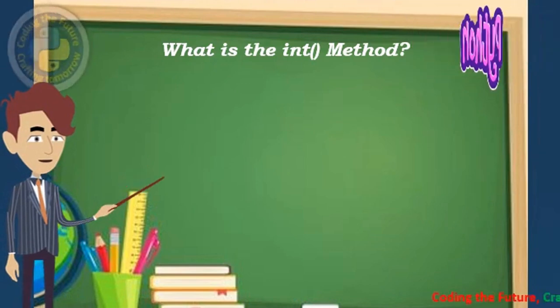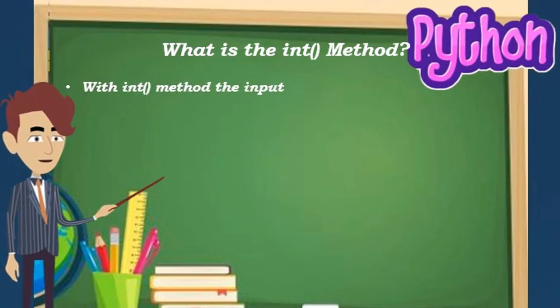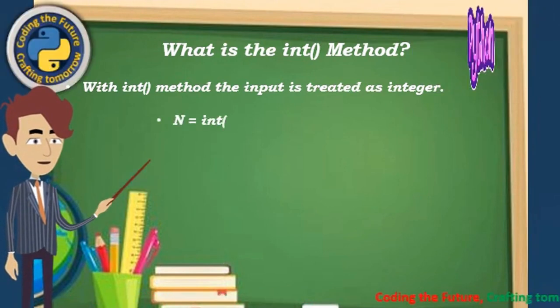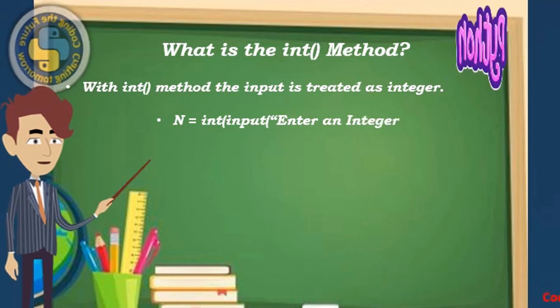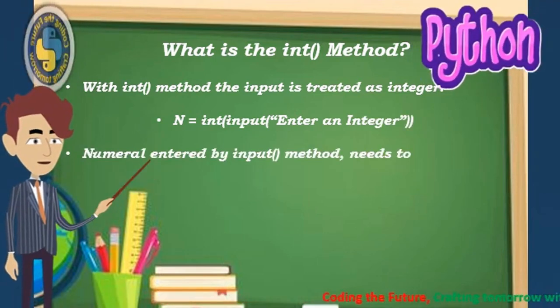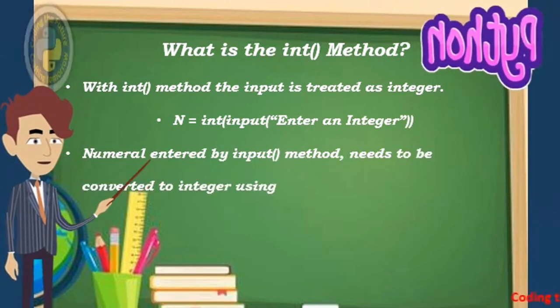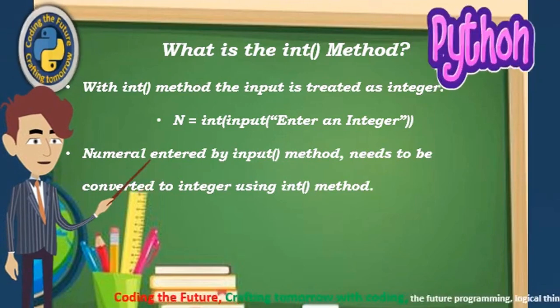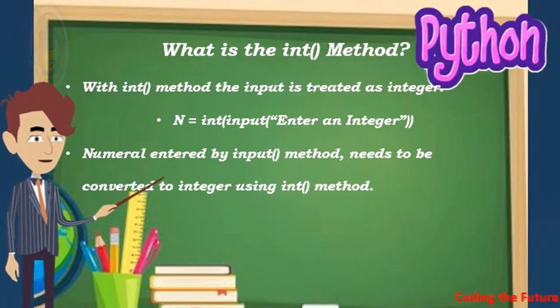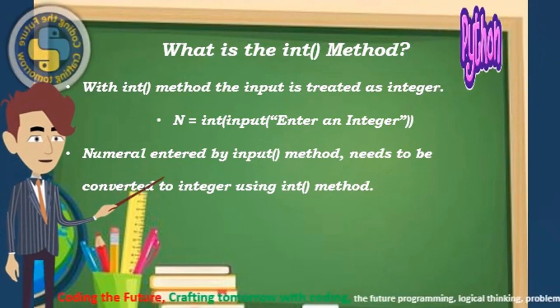What is the int method? With the int method, the input is treated as an integer. Syntax is n = int(input("Enter an integer")). A numeral entered by the input method needs to be converted to an integer using the int method.